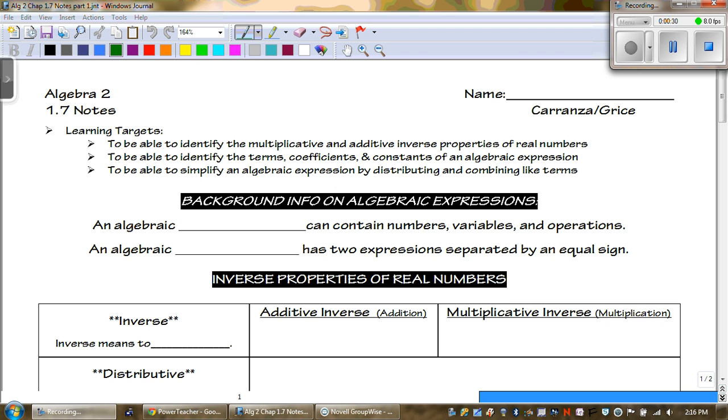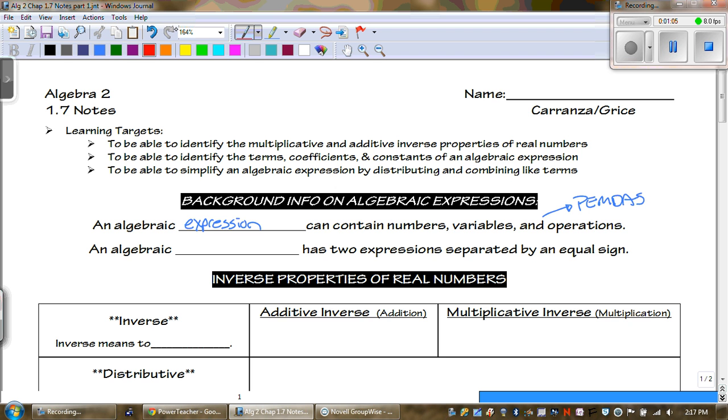All right. So, background info on algebraic expressions. Now, the first thing that we're going to talk about is an algebraic expression. What that contains is numbers, variables, and operations. Whenever we're doing anything with an expression, that's when we worry about PEMDAS. Okay? The parentheses, exponents, multiplication, division, addition, and subtraction.